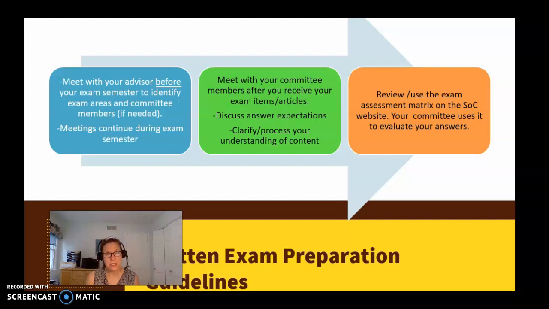There is a matrix, or a rubric, for each exam area that is online through the School of Communication website, and that is the rubric that your committee members will use to assess your exams, so do check that out. In addition, you will want to review, as I mentioned, the exam matrix because it is going to be helpful to see how you should be answering your written items and your oral presentation at the end of the semester.